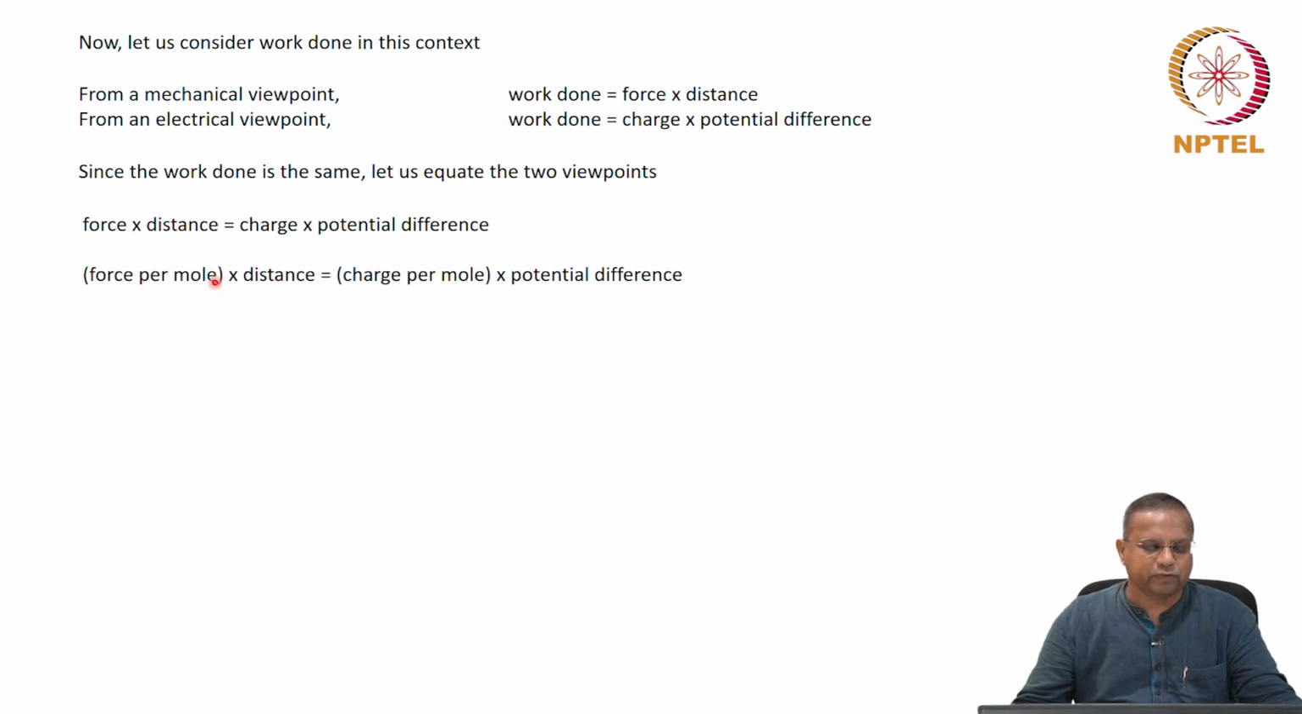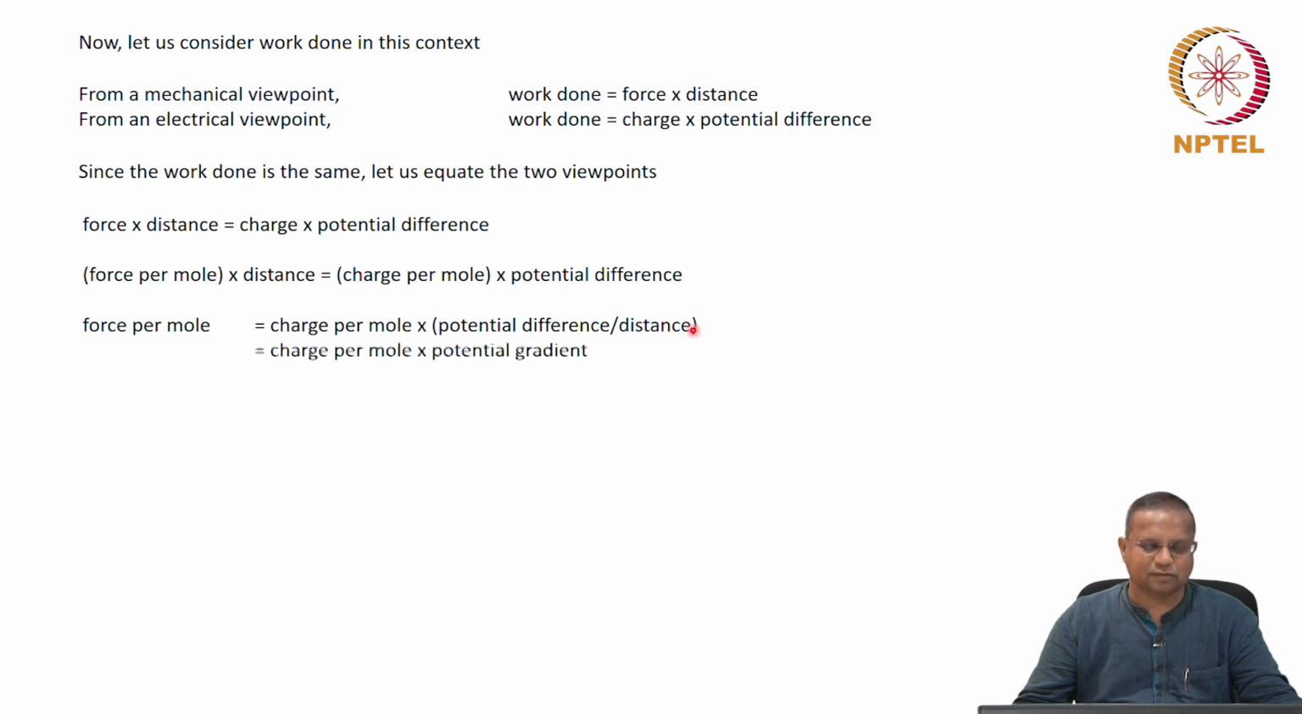So if we divide both sides by mole and take that along with this, force per mole times distance equals charge per mole times the potential difference. Therefore, the force per mole that we've been talking about is nothing but charge per mole times the potential difference divided by the distance here. And what is this? Nothing but the potential gradient. So force per mole is charge per mole times the potential gradient here.